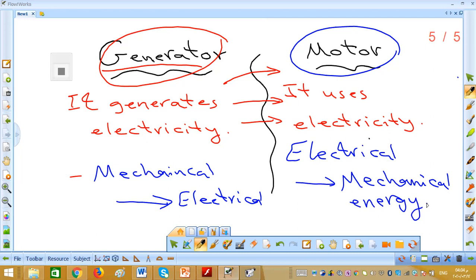So, electric generator, it generates electricity and motor uses electricity. Generator, it changes mechanical to electrical, and motor, it changes electrical energy into mechanical energy. So mechanical to electrical means generator, and electrical to mechanical means motor.